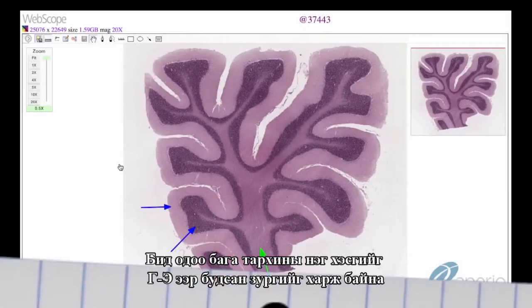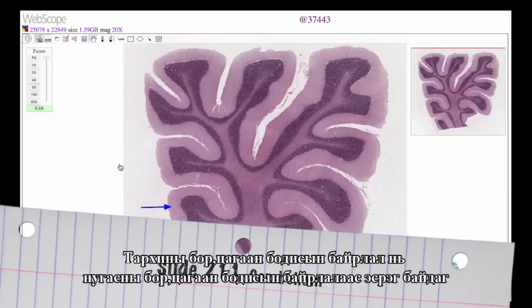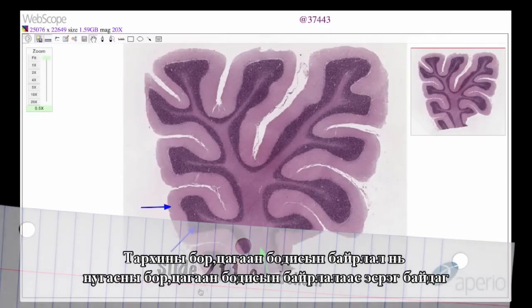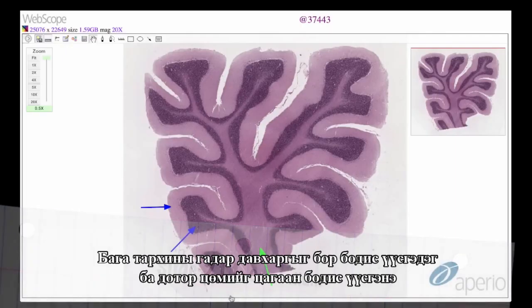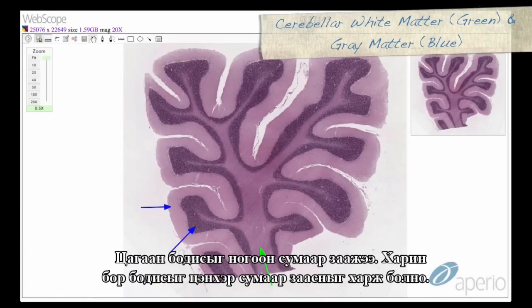We are now looking at slide 211, which is a section of cerebellum prepared with H&E. The arrangement of gray and white matter in the cerebellum is opposite of that which is seen in the spinal cord. The cerebellum consists of a core of white matter, which is surrounded by the superficially located gray matter. The white matter can be seen at the green arrow. The gray matter can be seen at the blue arrows.